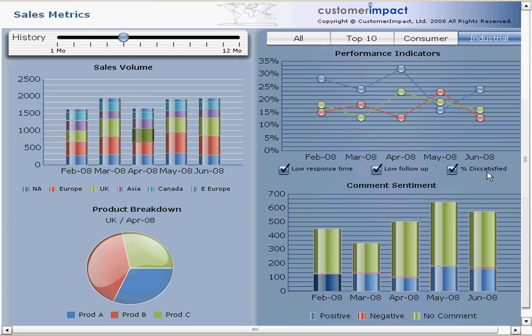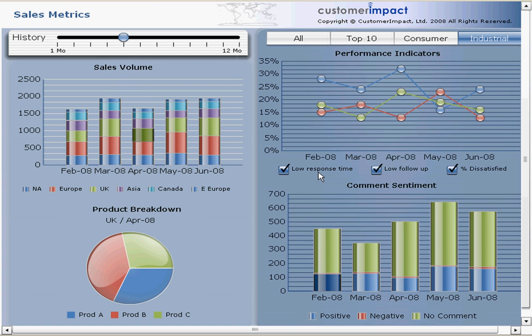It is you who decides the algorithms that define what is meant by low in each of these instances. For example, dissatisfied customers may be defined as those who gave scores of between 1 and 4 on a 10-point scale. Low response rate may be defined as below 15%.